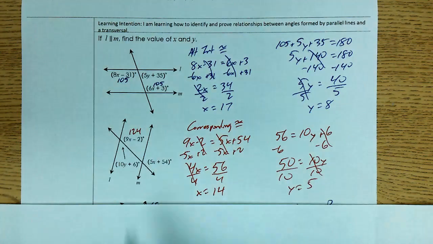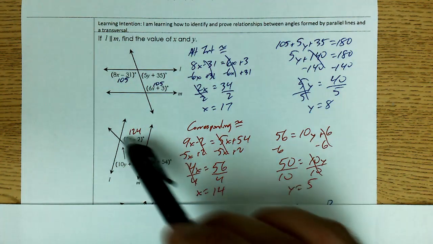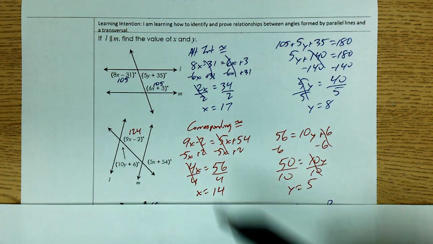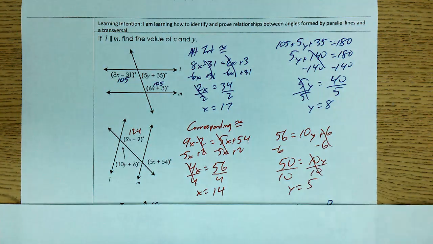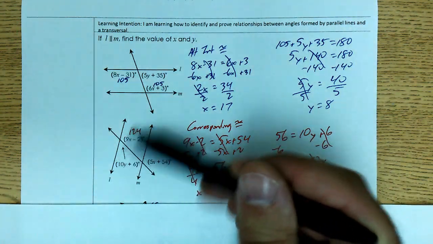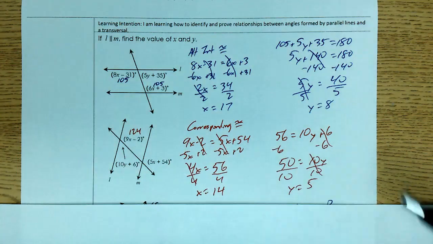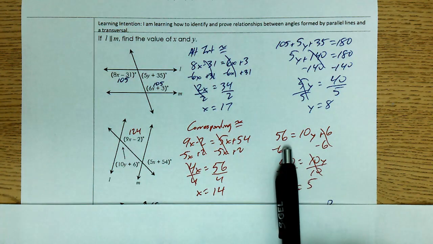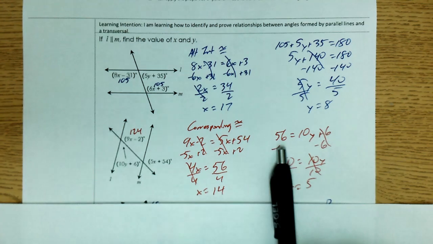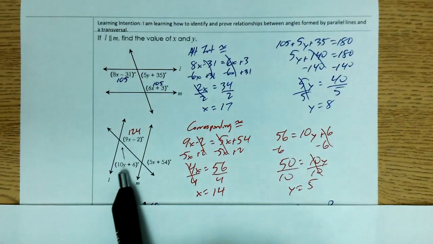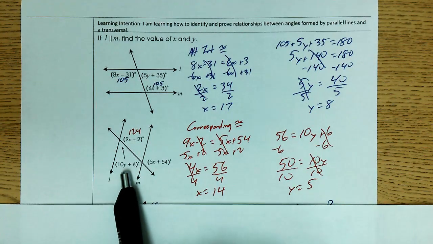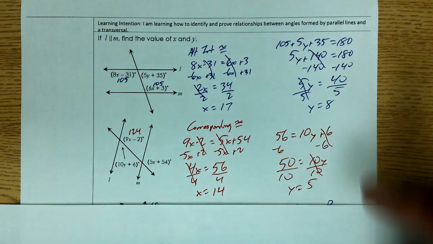You plug that back into 9x minus 2. 9 times 14 is 126. Minus 2 gives you 124. Linear pair here, so I'm going to subtract 124 from 180. That's where I got this 56 from. 180 minus 124. Set that equal to this 10y plus 6. Solved for 5. Solved for y.